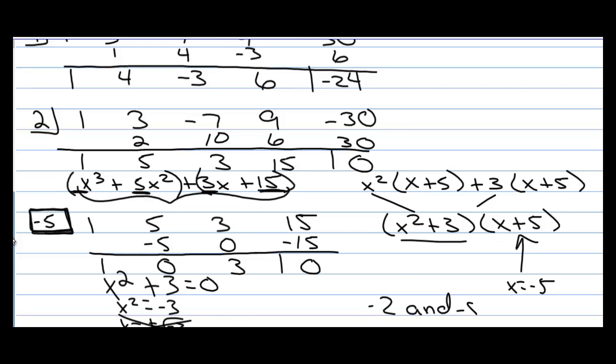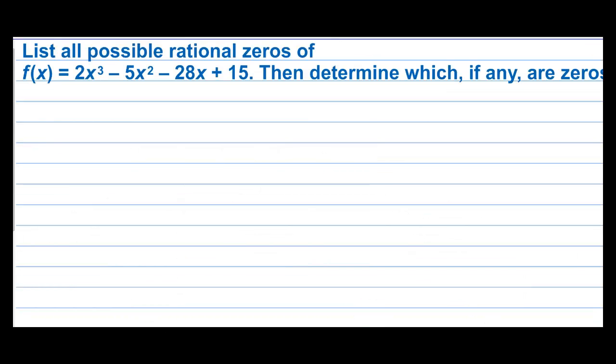List all possible rational zeros of the function, then determine which, if any, are zeros. In this case, we have the p's as 1, 3, 5, and 15. Now we have q's that are not only 1, as we have had before, but now one of the q's is also 2.